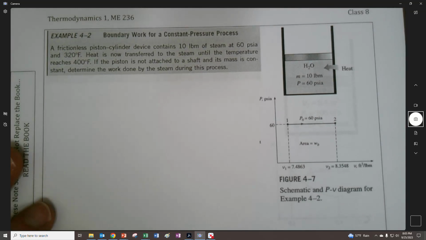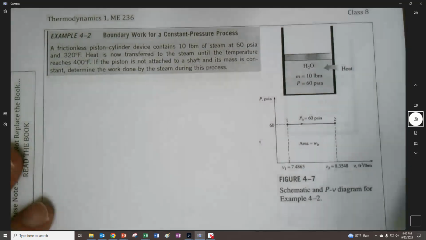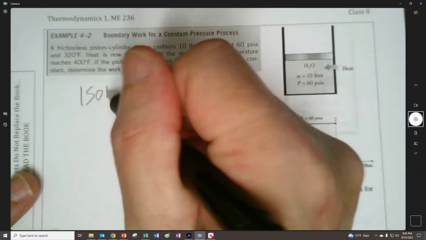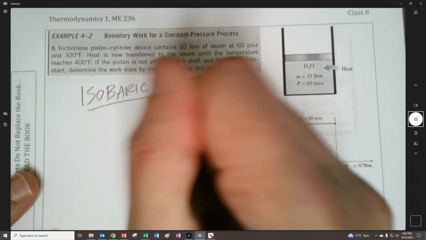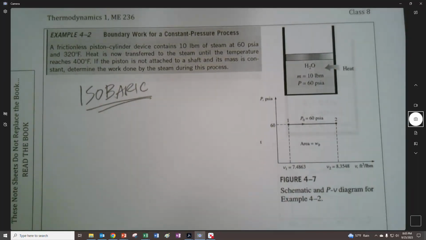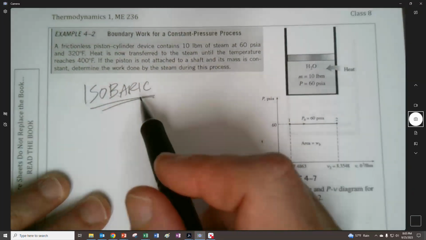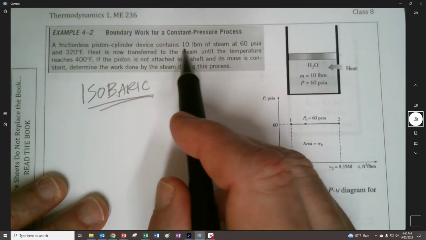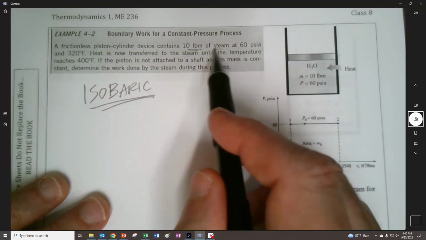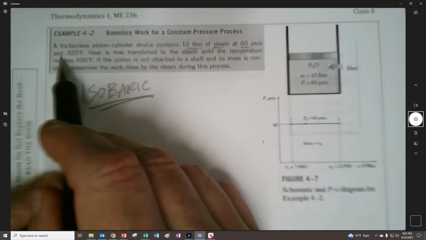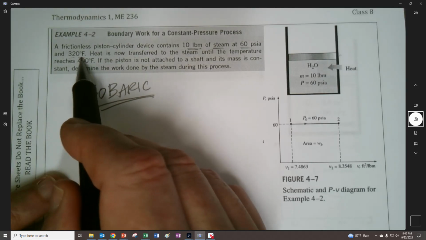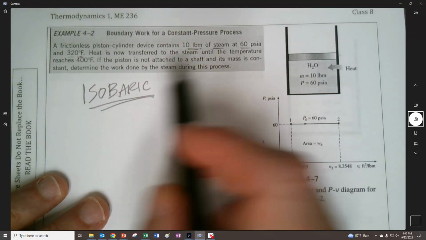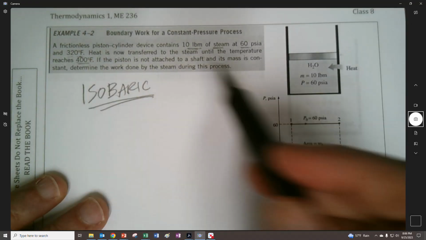All right, so now we take a look at boundary work from a constant pressure process. That was a constant volume. Now we have a constant pressure, which is also known as isobaric. Good thing to know. So the pressure remains constant throughout. We have a frictionless piston, so we don't have any losses going on here, and we have 10 pounds of steam at 60 psi and 320 degrees Fahrenheit. Heat is now transferred to the steam until the temperature reaches 400 degrees Fahrenheit.